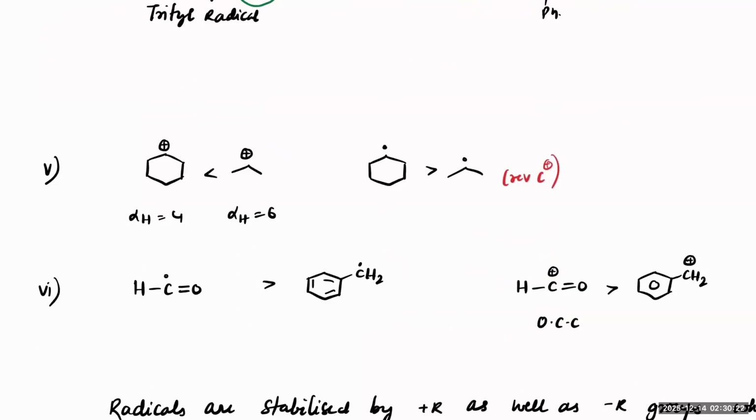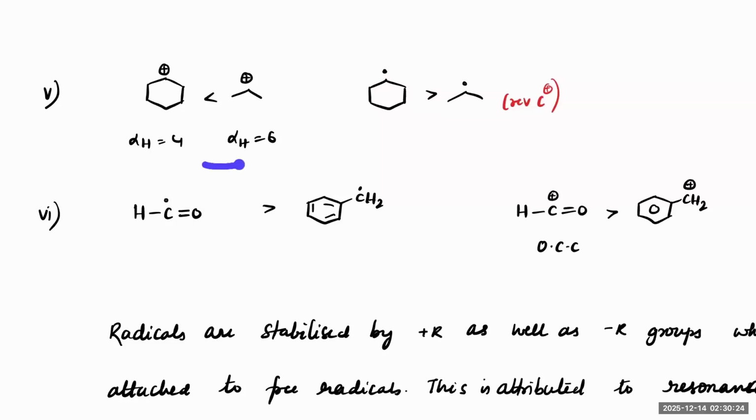Next, what is the fifth one? As a carbocation, you'll always view alpha hydrogens, but as a radical mechanism or radical intermediate, you'll only look into the type of structure. If it is cyclic, it is generally more dominant than open chain. So although both will have the same number of alpha hydrogens, cyclic is always more stable than straight chain.